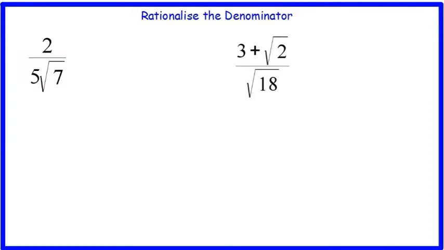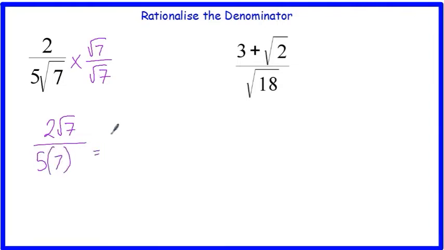Okay, this makes no difference. I'm still going to do my multiply by root 7. So that's going to be 2 root 7 over 5 times root 7 times root 7 is just 7. That's 2 root 7 over 35.